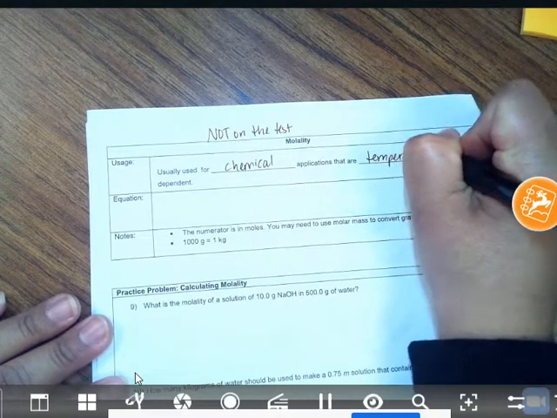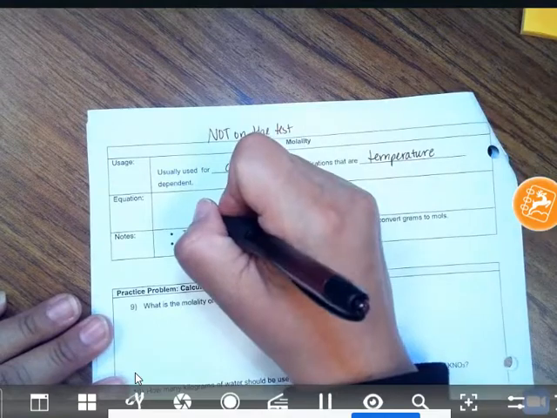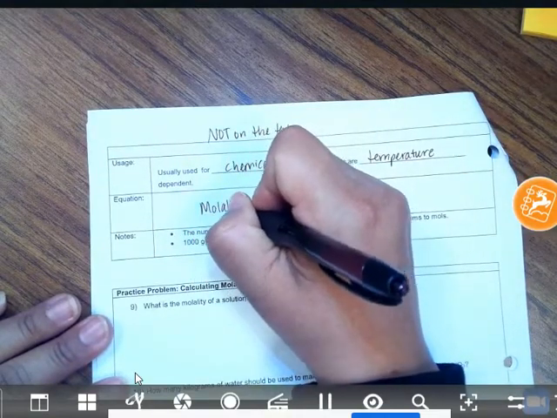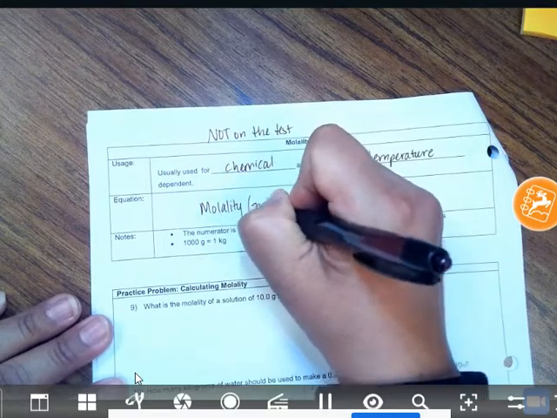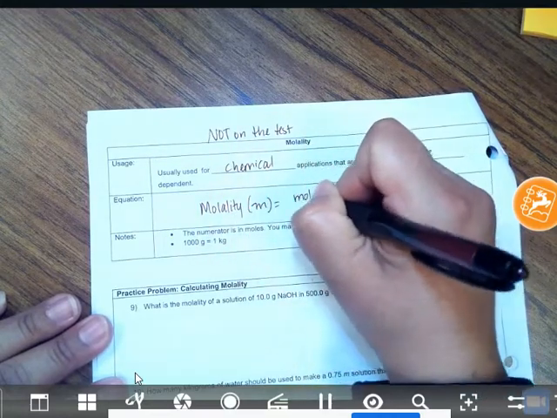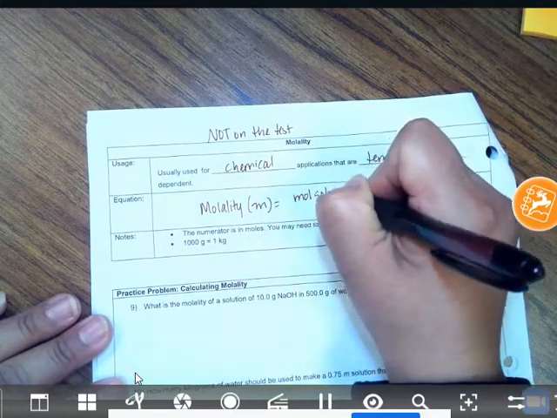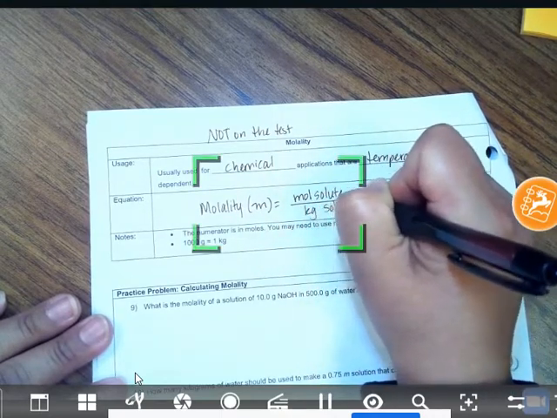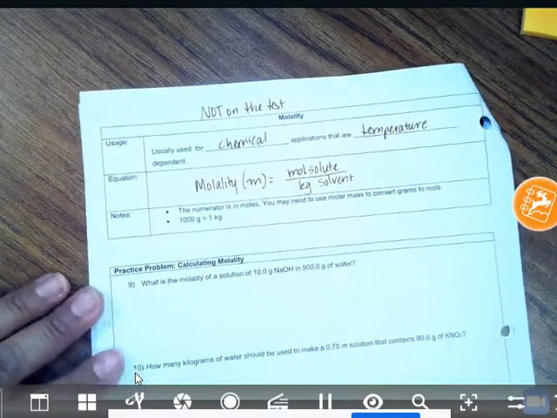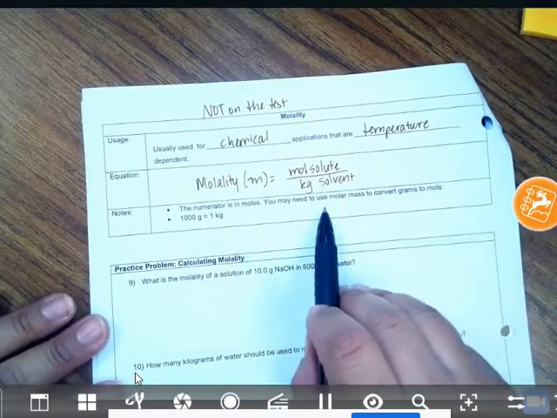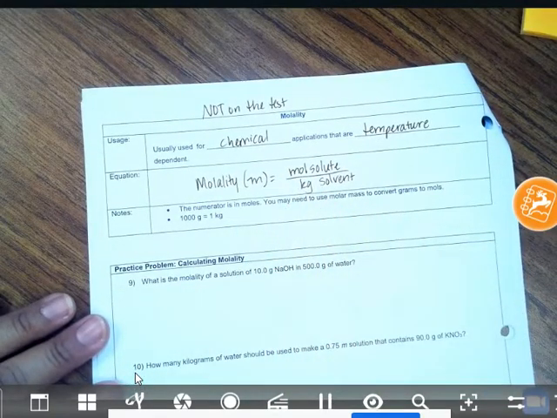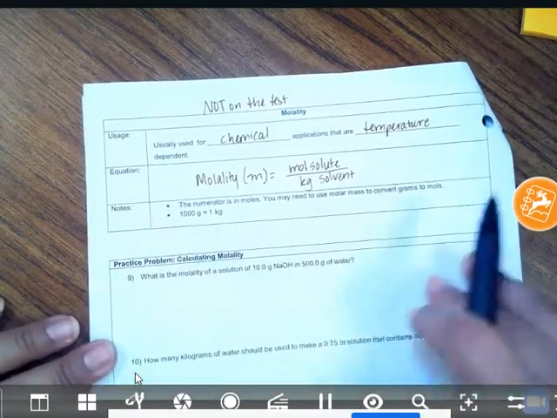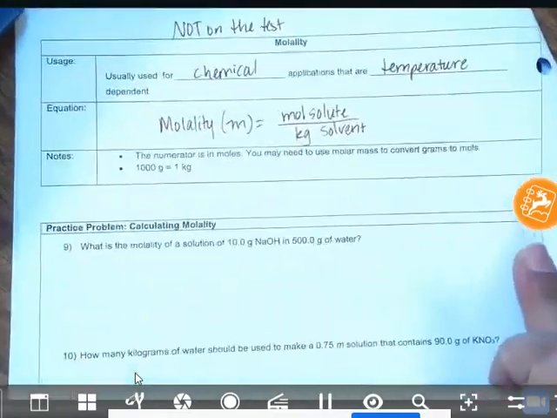The equation for molality is molality, lowercase squiggly m, is moles of solute, so just like molarity, over kilograms of solvent. The numerator is in moles. You may have to use molar mass to convert grams to moles, and then you should know that there's 1,000 grams in 1 kilogram. So let's do our first problem here.